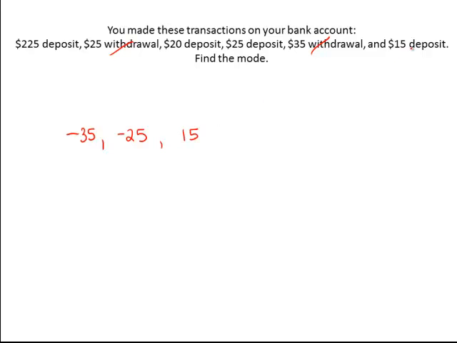15, 20, 25, and 225. Notice that each value in our list only occurs once. We can more easily see this now that the list is put in order from smallest to greatest. Because each data value occurs the same number of times, we say that there is no mode.